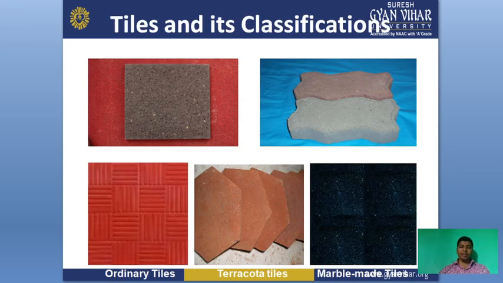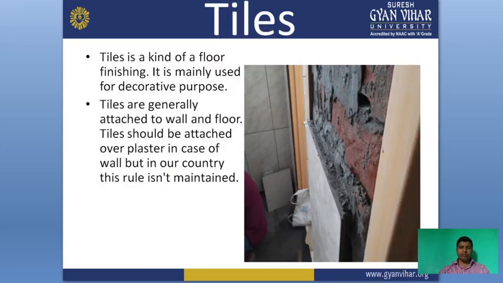After completing the plaster process, we will go for tiles, and these are the pictures of tiles, and we will also discuss the classification of tiles. These are examples of tiles like ordinary tile, terracotta tiles, marble tiles, which are used after the plastering process.